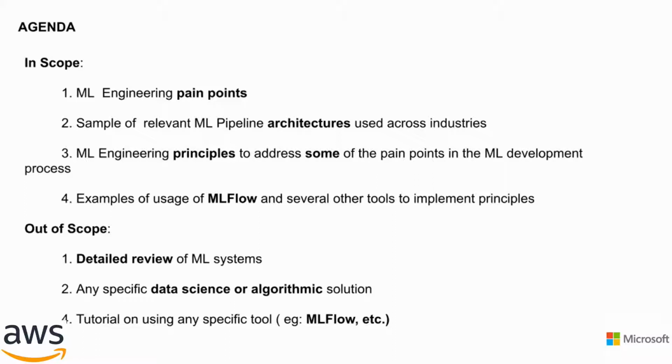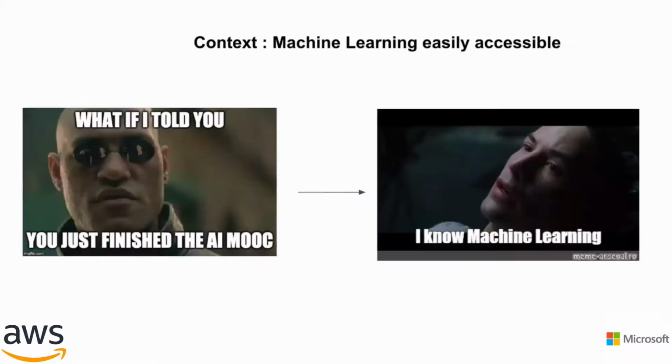What is out of scope for this presentation is a detailed review of ML systems, so don't expect this to be super rigorous. Also out of scope is any specific data science algorithm solution. This is not a science talk, and not a tutorial on any tool. It's basically an overview of pain points, talking about architectures, outlining some principles, and showing some examples. Then I'll be keen to get some questions from you on chat.